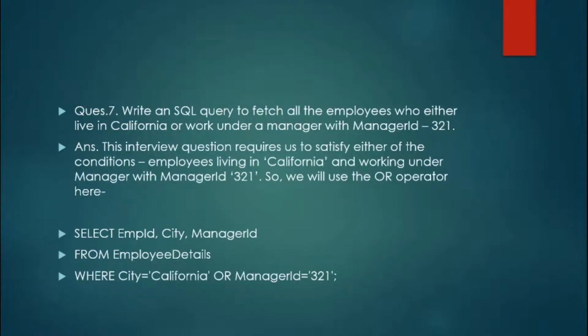Now, seventh question. Write a SQL query to fetch all the employees who either live in California or work under a manager with manager ID 321. So here, either the employee can stay in California or manager ID can be 321. In the previous query we used AND because we wanted both conditions to be satisfied in order to fetch the result. But here we want just any one of the conditions to be satisfied. Either city should be California or manager ID should be 321.